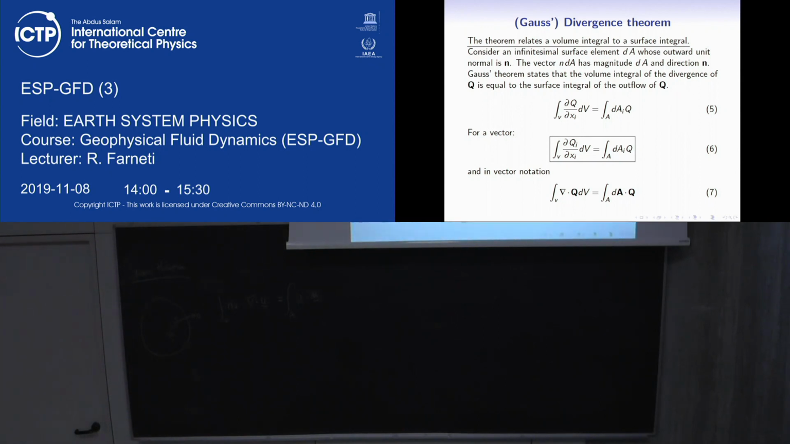Nabla operating on a scalar gives you a gradient. Nabla operating on a vector gives you divergence. So it's called the Gauss theorem. For a vector field, it's called the divergence theorem. It's actually called Gauss theorem. If the field is a vector, then you can call it the divergence theorem. But it doesn't have to be the divergence theorem, it's Gauss. So it could be on a scalar, and then you cannot call it the divergence theorem because it's actually a gradient.